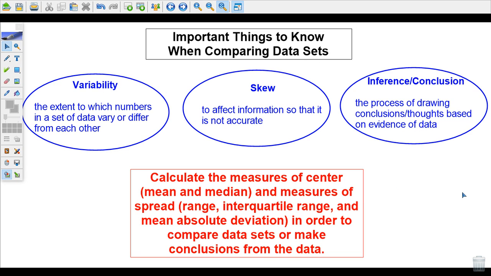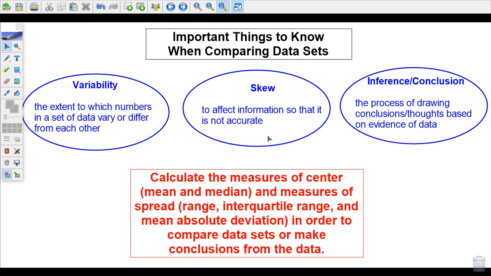Just a few things to know when comparing data sets that I want to make clear to us. Some key words. Variability is the extent to which numbers in a set of data vary or differ from each other. Kind of shows you how spread out they are, how different they are. The word skew is a word that is used quite a bit in statistics. Skew means it's affecting information so that it's no longer accurate.